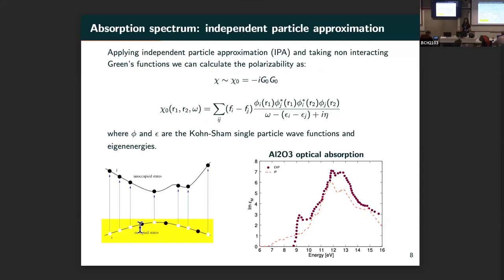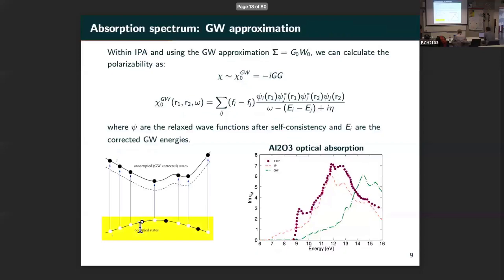This is again the orbitals that you get from Kohn-Sham and the energies as well. So what do we see if we apply this approximation? What we are doing is basically considering independent particle transitions, because we compute the differences in energies between occupied and unoccupied states, and the oscillator strengths are given by this numerator. As you see, the spectrum in this case doesn't reproduce well the onset of the experiment, and the oscillator strength is also not exactly what we need. So can we do better?